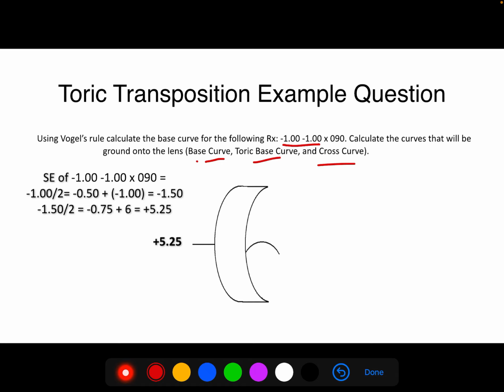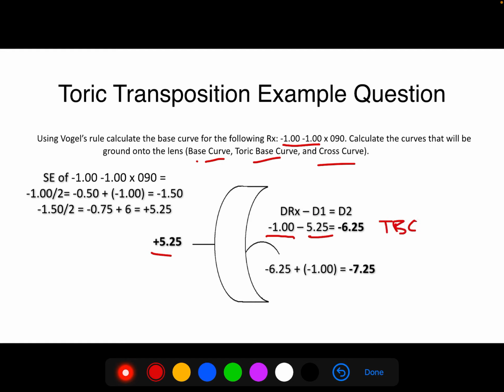Then we're going to take our sphere power in the prescription, the minus 1, and subtract it from that base curve that was just calculated. And that's going to give us our toric base curve of minus 6 1/4. Then we simply take that minus 6 1/4 and add the cylinder from the prescription, and we come up with a cross curve of minus 7 1/4.